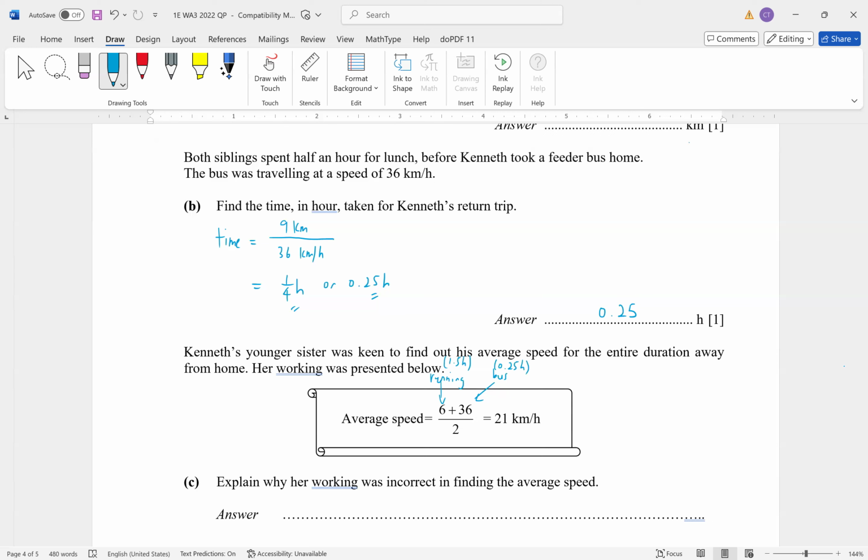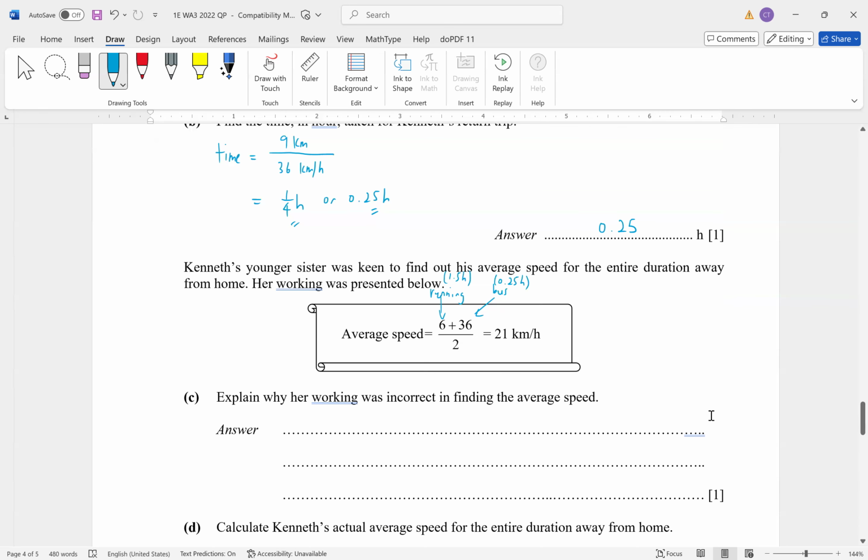But then you cannot. Okay, so you can imagine why you need the timings to be the same, because half the time you are moving at this speed, the other half the time you are moving at the other speed. So the average speed will just be to add these two together and divide by 2. Then that will make sense. But now the timing that Kenneth spent running and on the bus is not the same. Hence, this will be an incorrect way to find the average speed. Okay, so that's what you can write down.